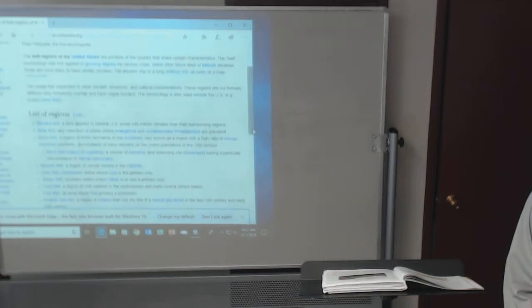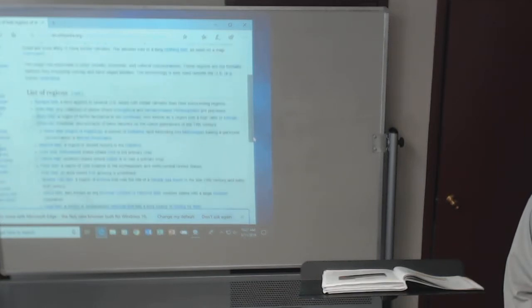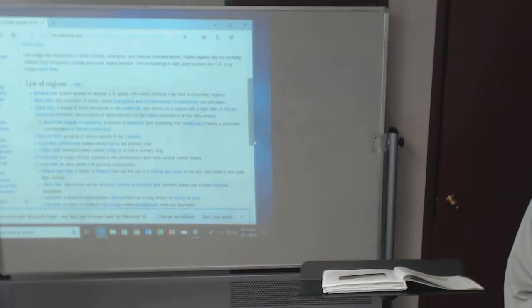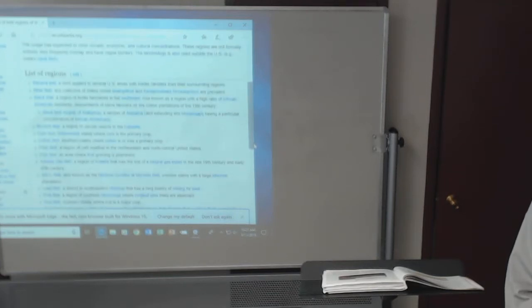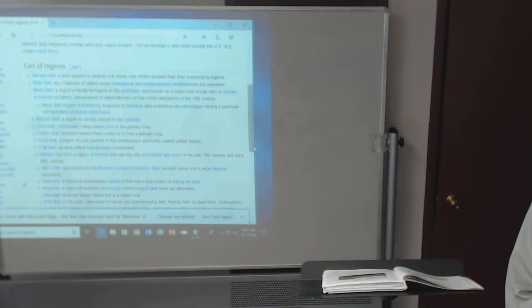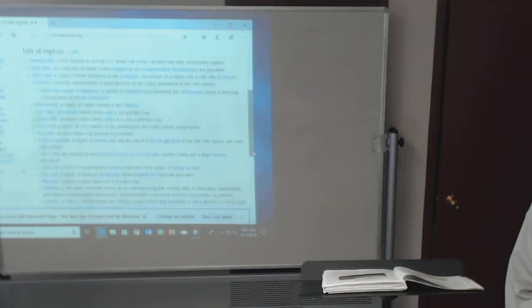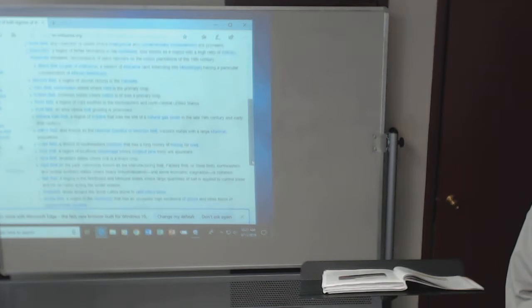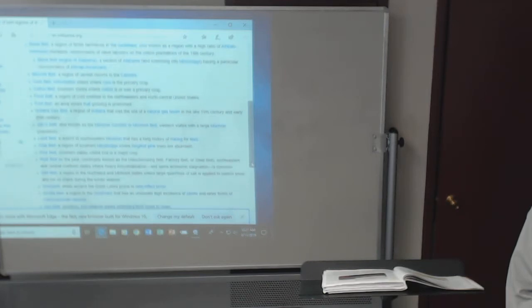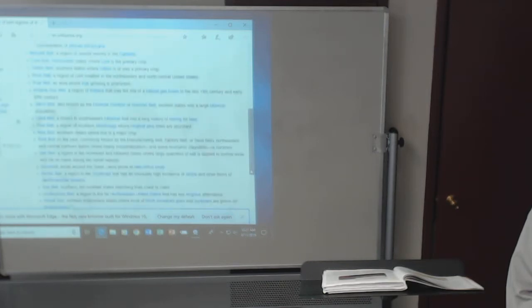Look at this list of belts. The banana belt, the Bible belt, the black belt, the Borscht belt. See, I would have thought that's where people raise beets, but that's referring to Jewish resorts in the Catskill Mountains. The corn belt, the cotton belt, the frost belt, the fruit belt, the Indiana gas belt, the Jello belt.